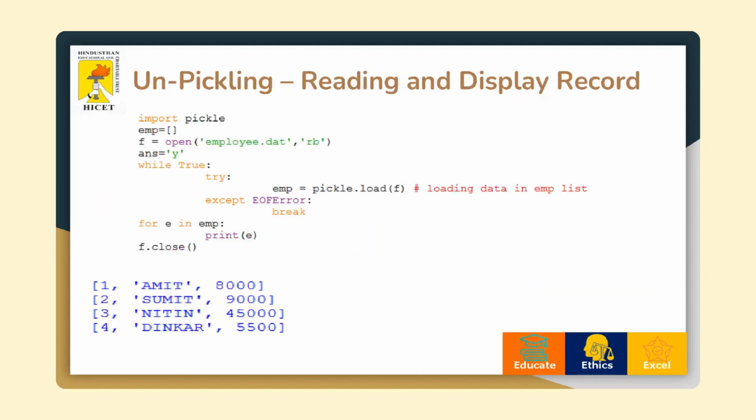How are we going to read it? As I said before, we are going to use the load method. This load method is going to read the content from the binary file. Here, using the same list emp, I'm going to read the content from the binary file with the help of pickle.load, so that the content will be passed to this list, and I'm going to print the list with the help of a for loop. This is how I can read and display the records in the binary file.